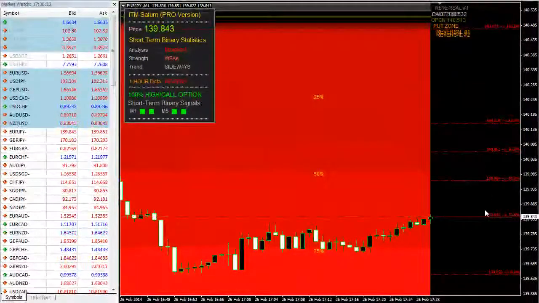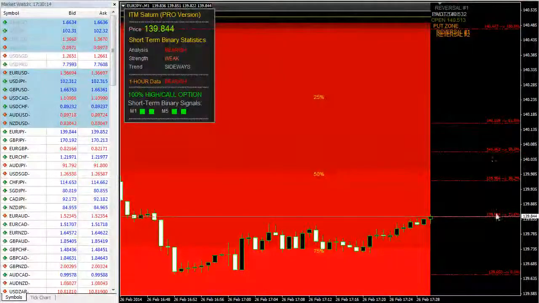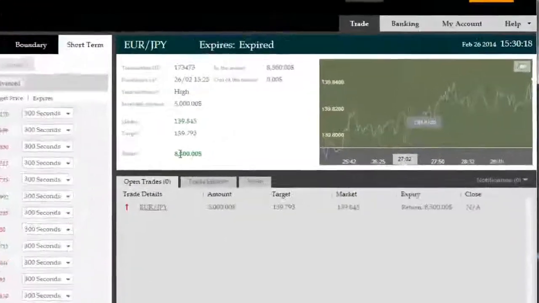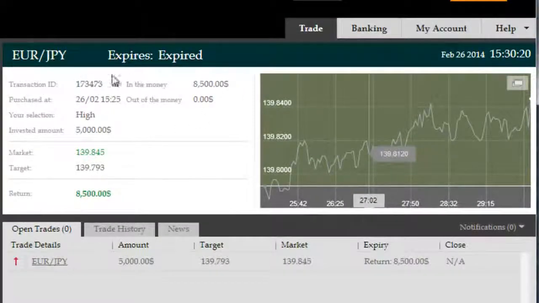So now we've expired in the money. We've breached through the 23.6. Our next target here is at 38.2. We don't need to worry about that because we've already expired in the money. $8,500 gross return for a $3,500 net profit.